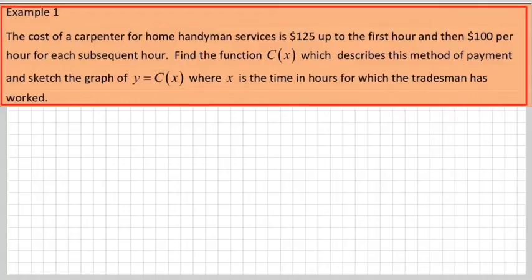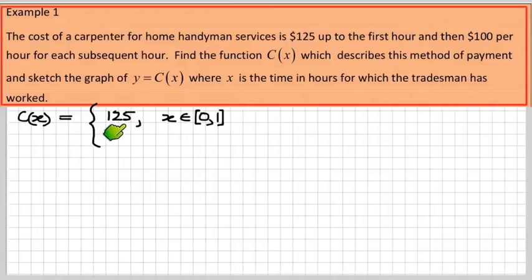Now, after you've taken a moment to absorb that, and you're free to pause the video as necessary, let's make up what we think this function looks like. Well, I think it's a hybrid function, or a piecewise function as it's otherwise known. And firstly, I think that the cost is the flat rate of $125, where x is anywhere from 0 to 1 inclusive.